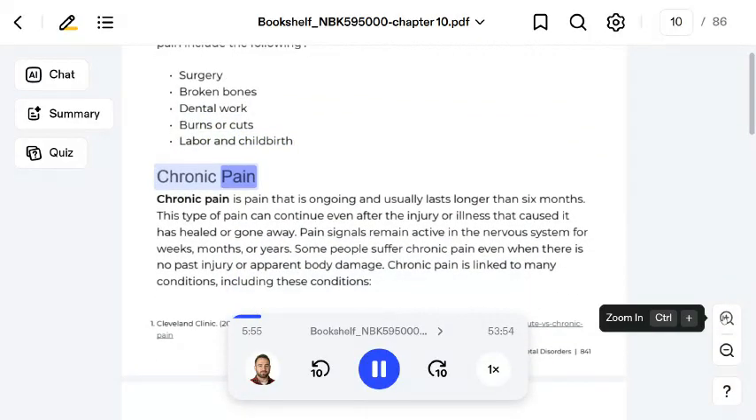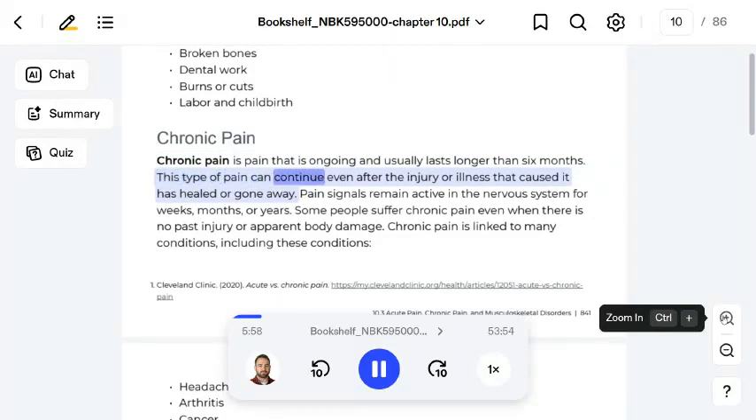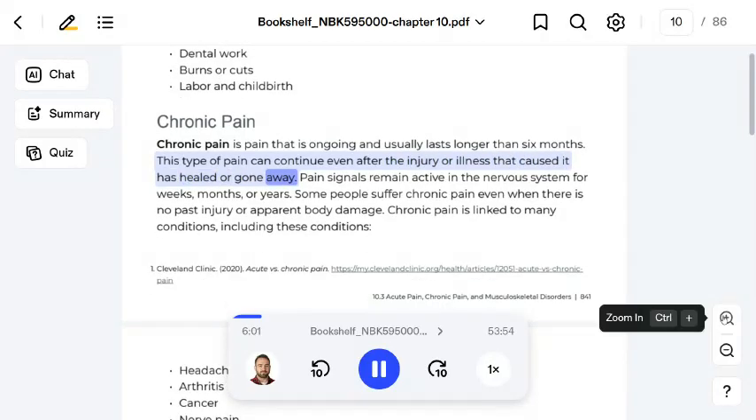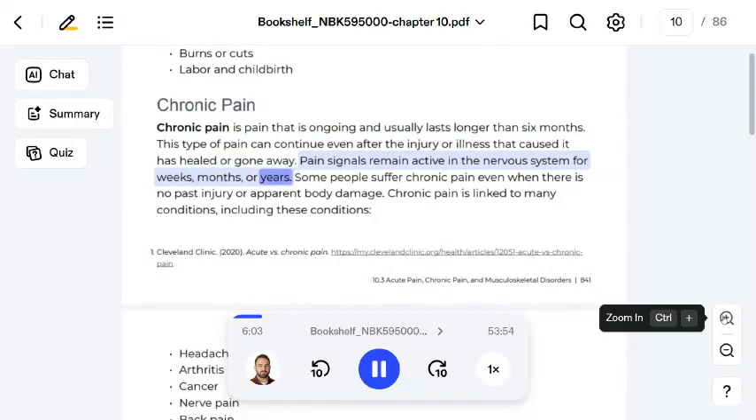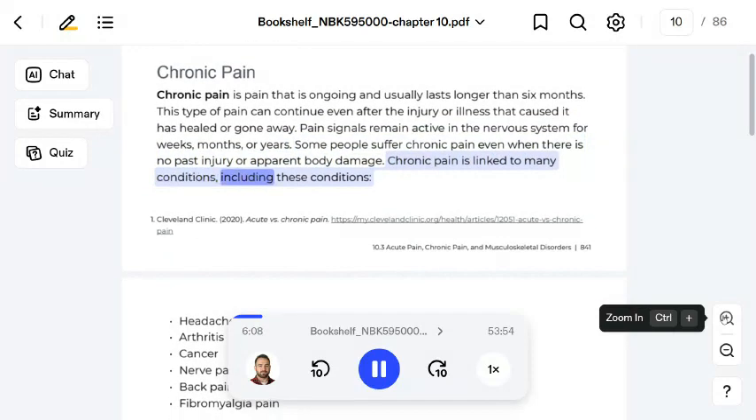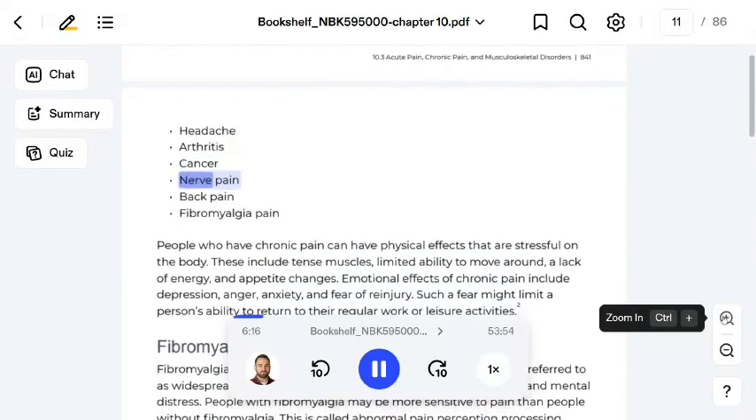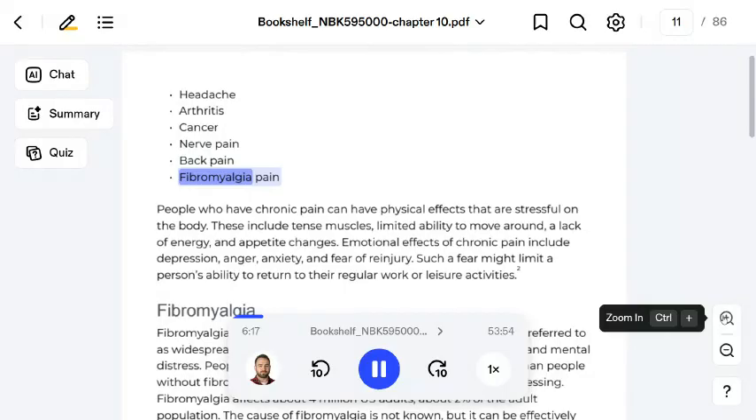Chronic pain. Chronic pain is pain that is ongoing and usually lasts longer than 6 months. This type of pain can continue even after the injury or illness that caused it has healed or gone away. Pain signals remain active in the nervous system for weeks, months, or years. Some people suffer chronic pain even when there is no past injury or apparent body damage. Chronic pain is linked to many conditions, including these conditions: headache, arthritis, cancer, nerve pain, back pain, fibromyalgia pain.